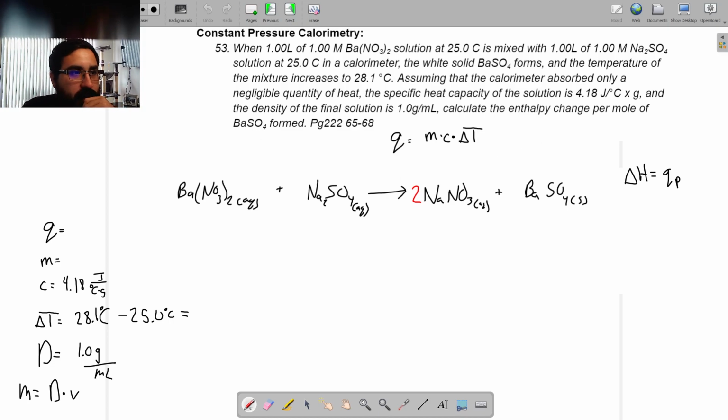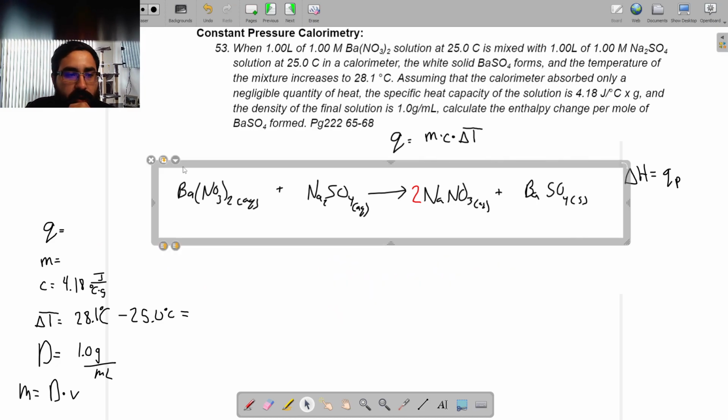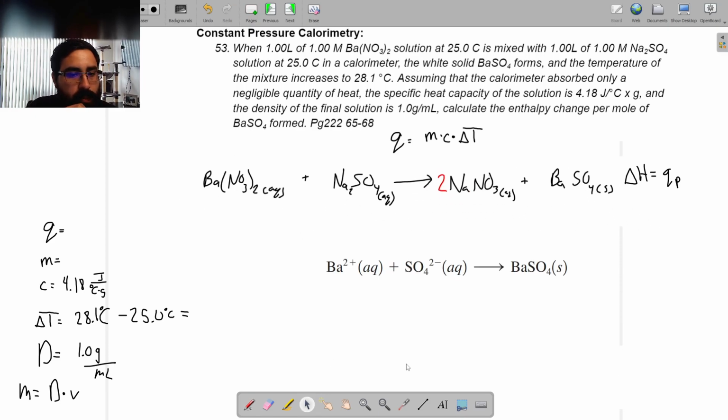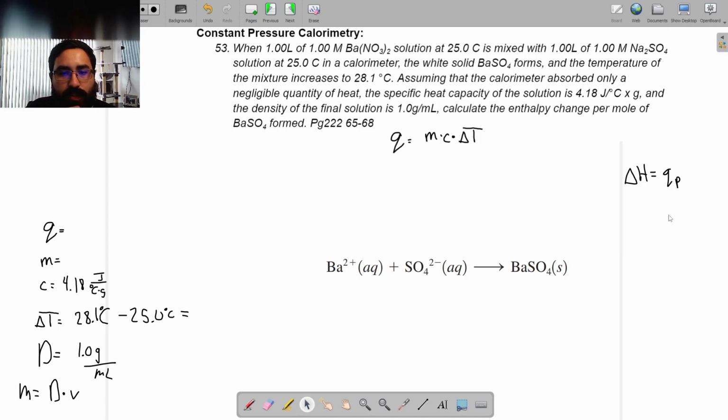So in reality, we don't need all of our chemical equation. In reality, we need the net ionic equation. We can get rid of this because the only important part is the barium and the sulfate, which came from here. Let's clear up some stuff before we get started.